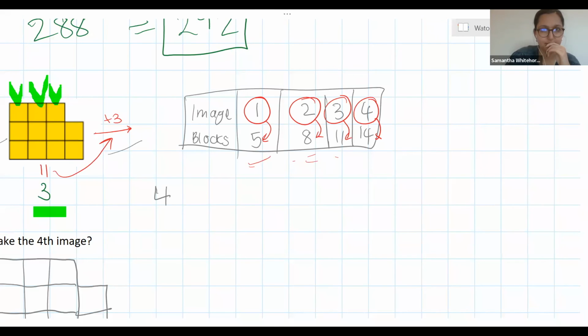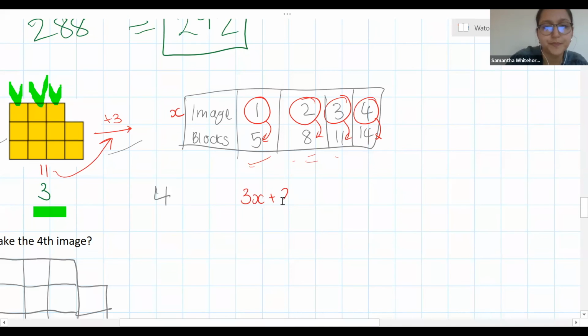Ma'am, I would like to give the rule. Okay, cool. So for the rule, I said the image number would be known as X, and okay, so the rule would be 3x plus 2.